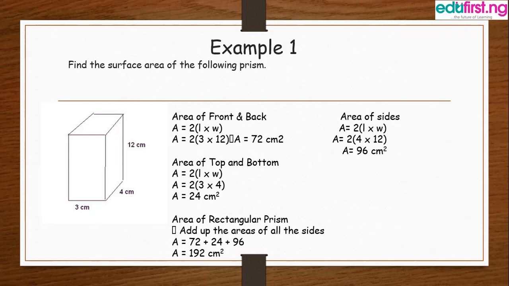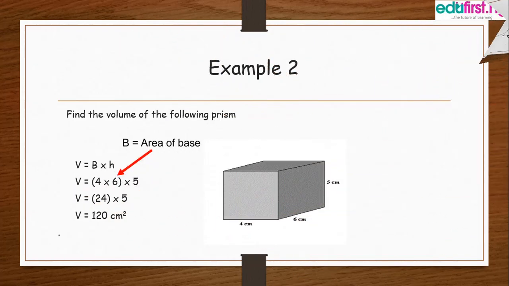Example 2. In this example, we want to find the volume of a prism. We know that the formula for calculating the volume of a prism is area of base multiplied by h. And the area of base is length times width, which is 4 multiplied by 6 as given, multiplied by 5. So 4 times 6 gives us 24 multiplied by 5. So the volume is 120 cubic centimeters.